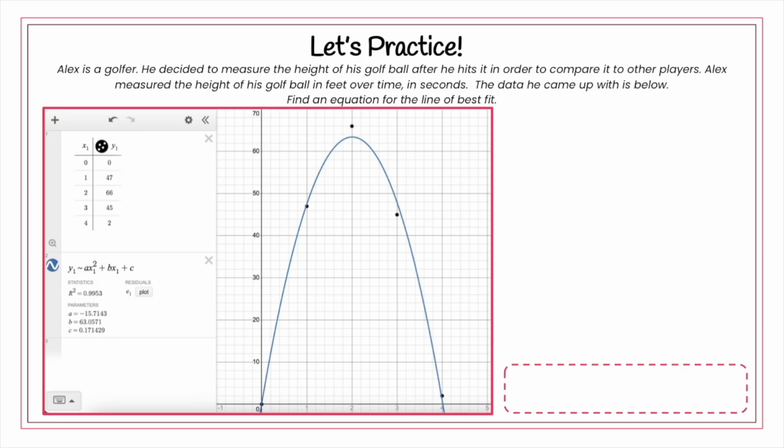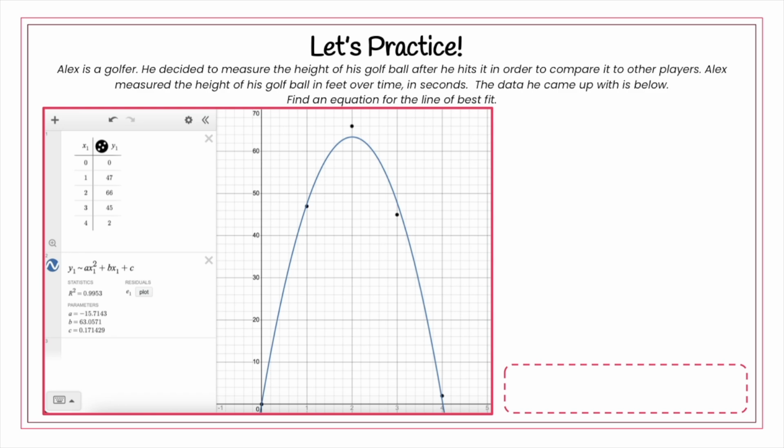And we're back. So you can see that I took out my Desmos calculator, I typed all the points into my table, and then I typed my equation in, and I got the parameters there of negative 15.714 for A, 63.0571 for B, and 0.17 for C. So now I can use those to write my equation.